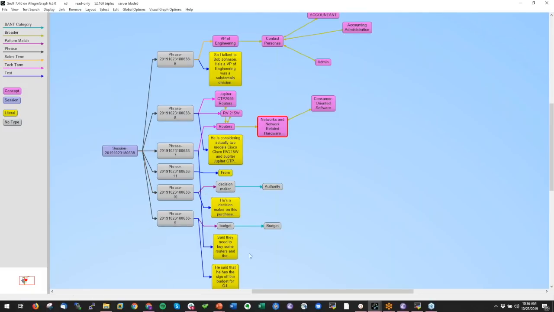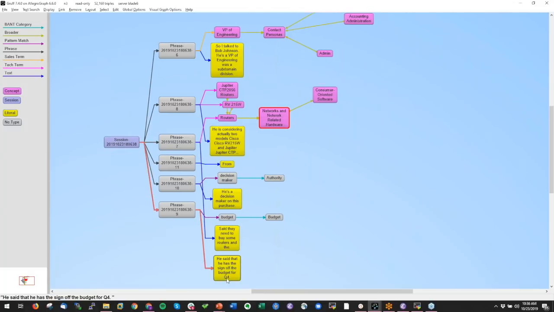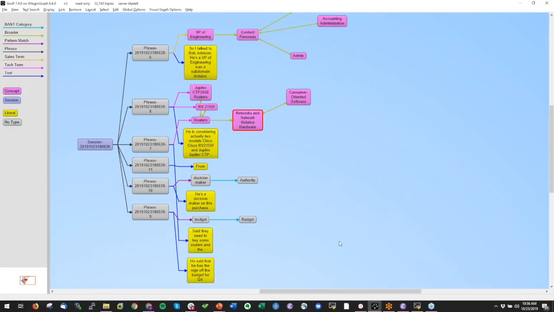And he talked about a budget. So I said they need to buy some routers. He said they had a budget for Q4. So Q4 is the time domain, and the budget is the budget. So just talking a minute, I created this graph completely automatically. And now I can ask, how many people today talked about the RV215 or talked about a router? Anyway, you get the point.